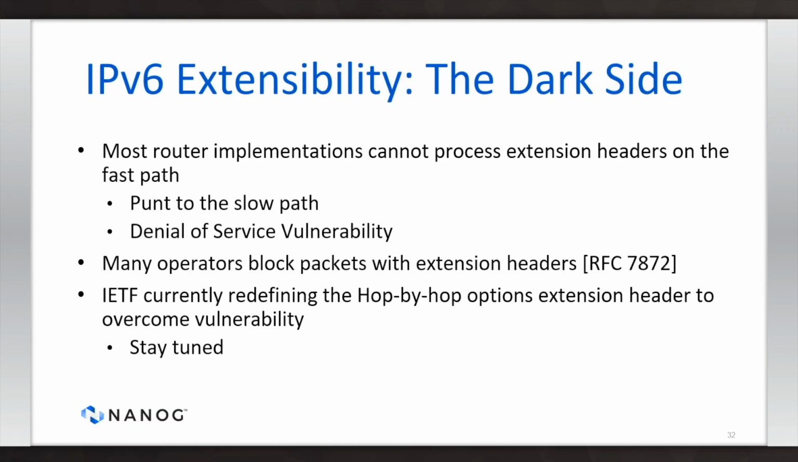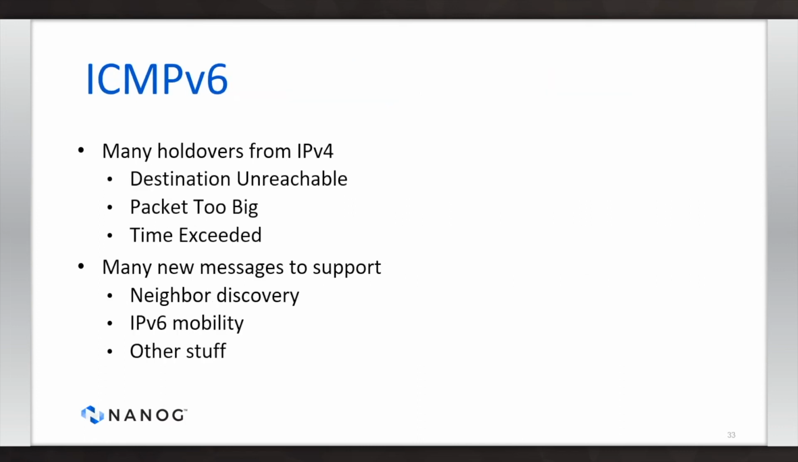It's a DoS attack against the slow path. Many operators block packets with extension headers for this reason. You'll see a study of that in RFC 7872. The IETF is currently redefining the hop-by-hop options extension header to overcome this vulnerability. Stay tuned for more.